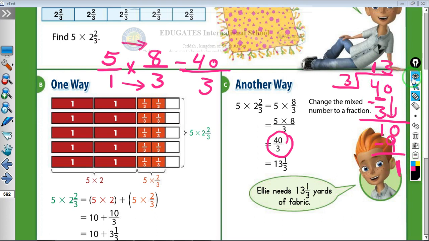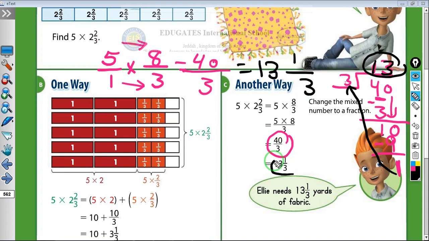As I said before, do circle and arrow. The whole number is 13. That's why I write 13 here as a whole number. And write the fraction, which is 1 over 3. That's it. So if you multiply 5 times 2 and 2/3, the answer will be 13 as a whole number and the fraction will be 1/3. So the mixed number will be 13 and 1/3.